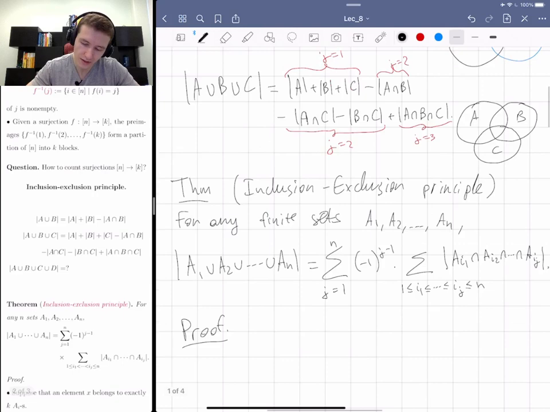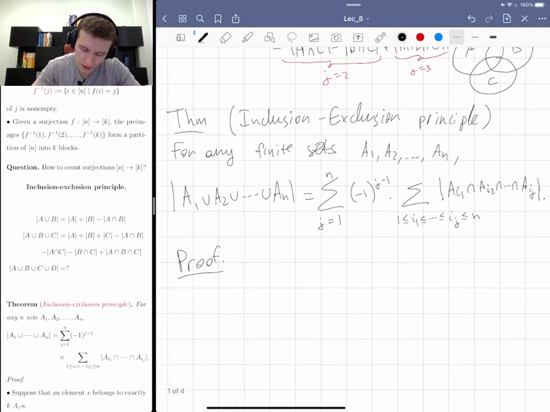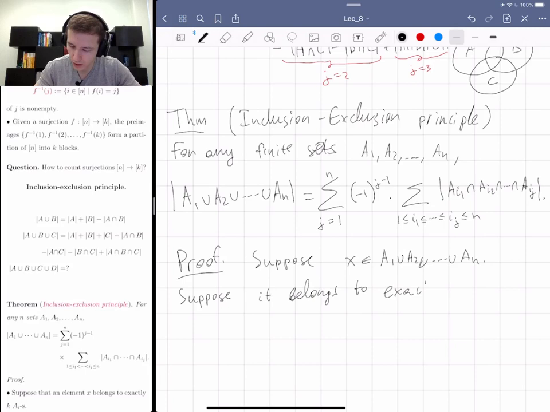The idea is the same, right? You want to count every element exactly once. So an element in the triple intersection is counted once here, and then it's subtracted once here, and then it's counted once here again. So for each element, you have to prove that it's counted exactly once. So suppose that X belongs to the union A1 union A2 union, etc., union AN. And suppose further that it belongs to exactly K Ais.